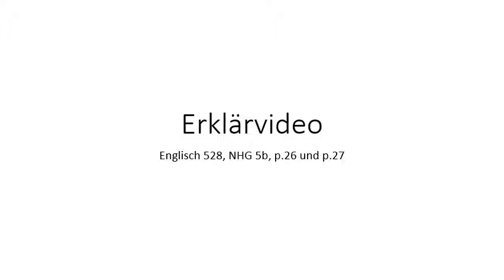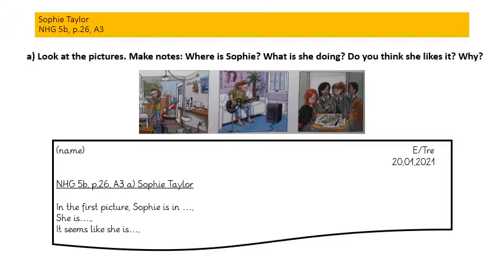Today I'll explain the tasks that you find in your textbook on page 26 and 27. It begins with the pictures of a girl named Sophie Tyler. You have three pictures, 1, 2, and 3. And the question in the tasks is, look at the pictures, make notes. Where is Sophie? What is she doing? Do you think she likes it? And why do you think so?